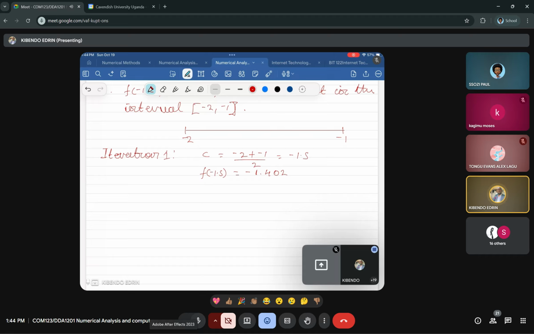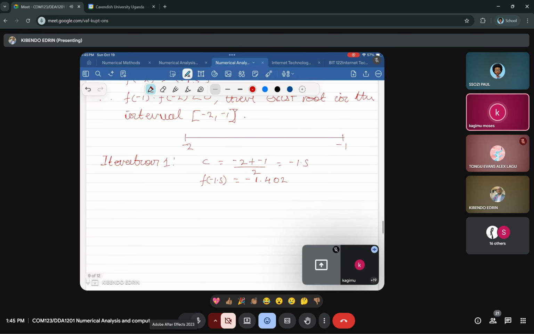So where will that be found? Let us go back to the number line and put that negative 1.5. Which side do you think it's closer to? This is a plus. Closer to the 1. Negative 1.